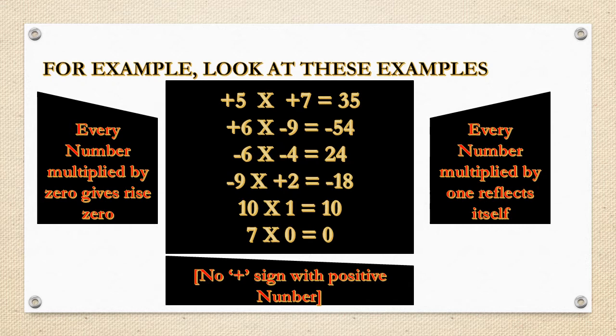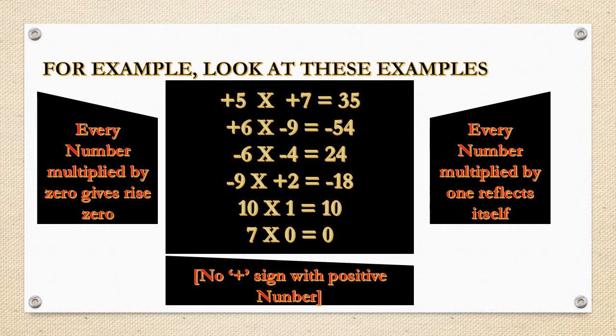In this way, when we multiply minus 6 with minus 4, by the multiplication of minus with minus, we get positive or plus. Therefore, minus 6 multiplied by minus 4, we get positive 24. Don't mind that we do not put a positive sign with positive numbers. In this way, when we multiply minus 9 with plus 2, minus and plus, we get negative or minus. So by multiplying minus 9 with plus 2, we always get minus 18.